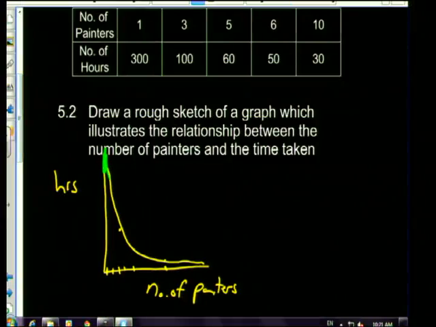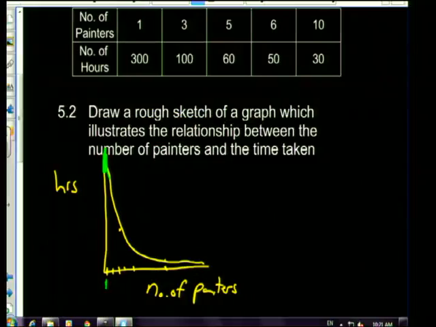Why not? Because over here I've got one man. Guys, I cannot get less than one man. I can't say, let's paint this, and we're going to get no one to do it. Go. And we wait and wait and wait. So when I look at this set of axes, this line represents 0. This line over here represents 0. I've always got to have some painters.